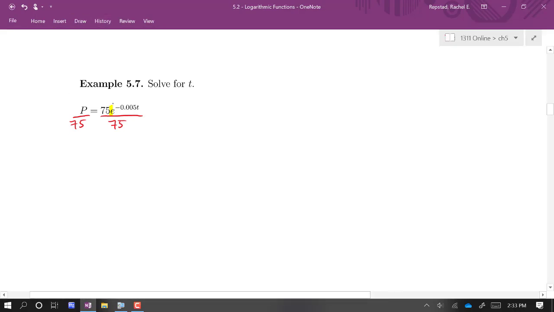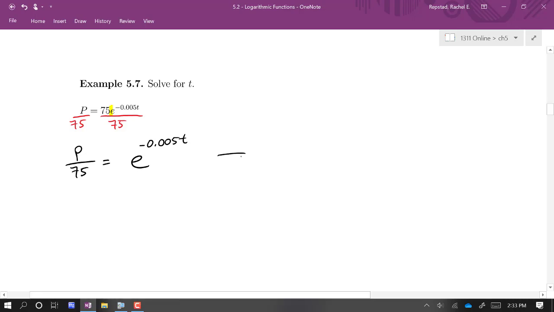So I want to get rid of that coefficient in front, so I have p over 75 is equal to e raised to the negative 0.005t. And now I have it written in the basic exponential form: a base to a power equals, in this case, the fraction p over 75.